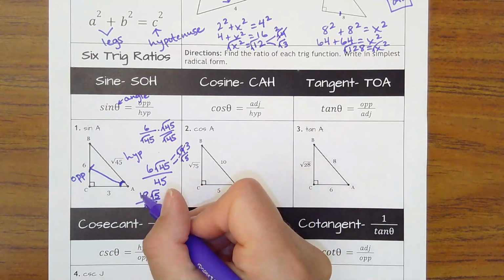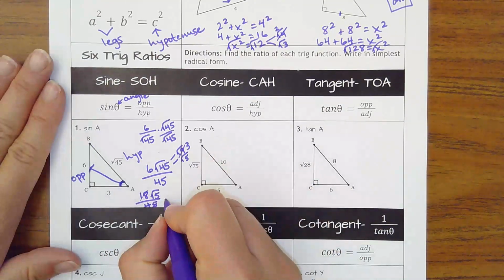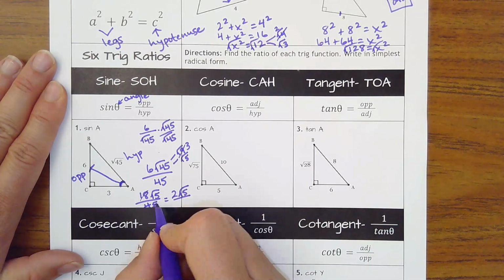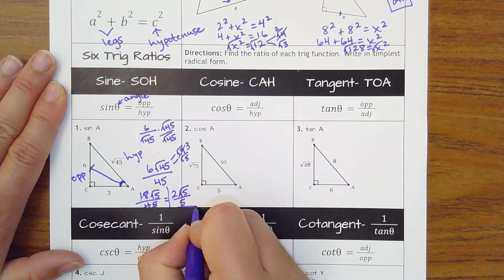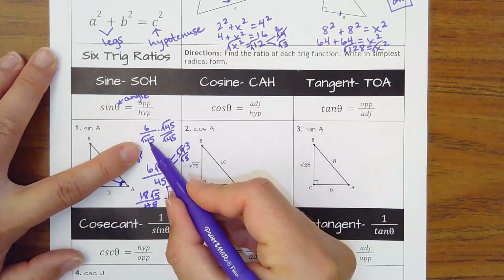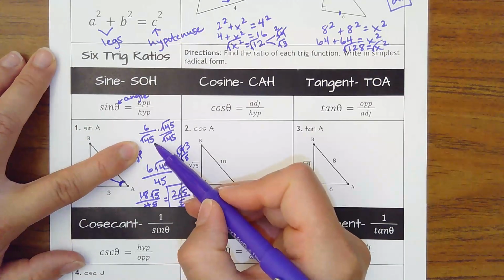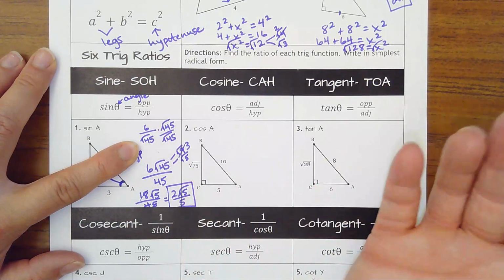Then I can still simplify because I can take out a 9. So that would be 2 square roots of 5 over 5. If you wanted to, you could have broken this up here into your 3 square root of 5, and then you would have just multiplied by your square root of 5. Might have been a little faster.